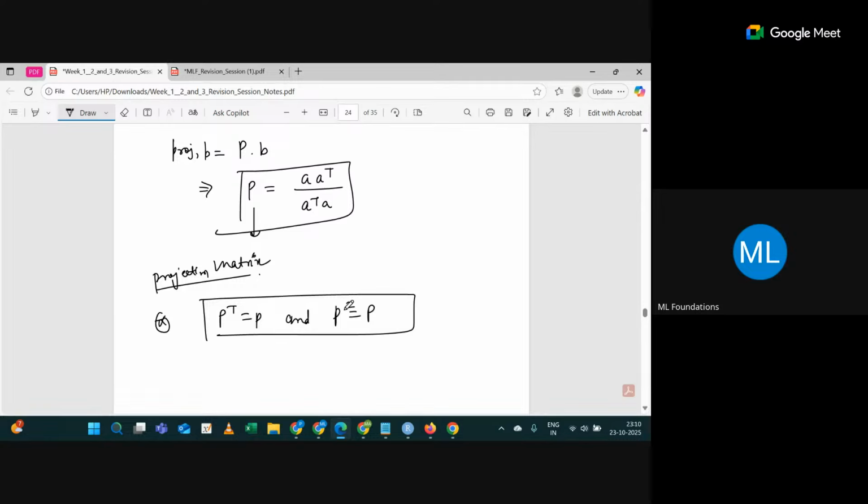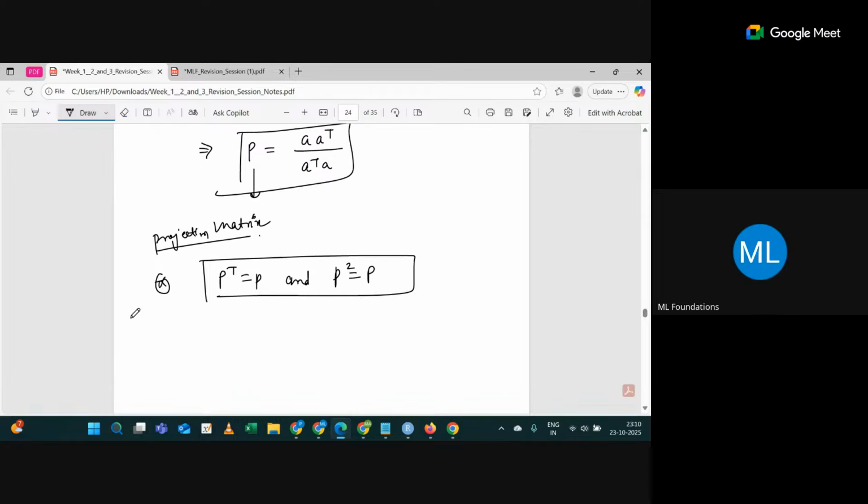Because sometimes this Ax equals b may have no solution. Yes or no? Yes, sir. Okay, this may have no solution. So what will we solve? We will solve A x hat equals p. So what is this p? This is the projection of b onto the column space.